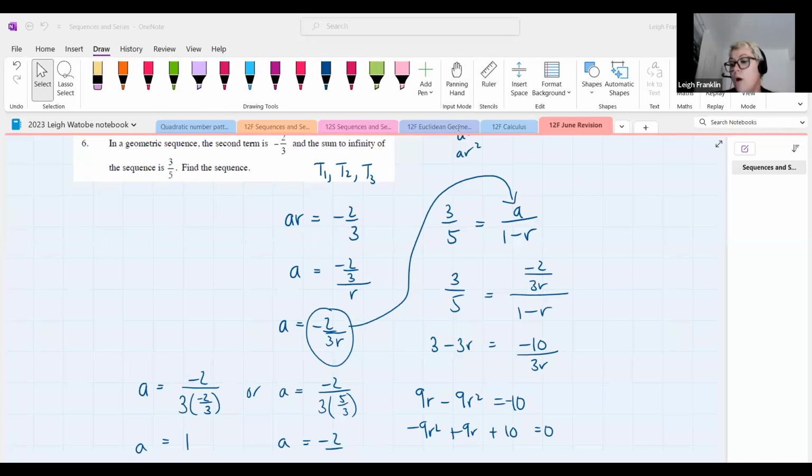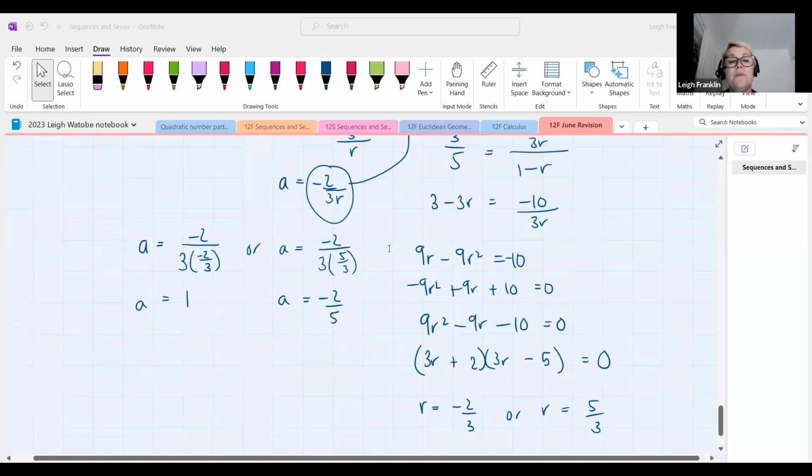So you can have a sum to infinity of 5 over 3. There's no reason for that. I think you're getting confused with what R would be. R can only be between minus 1 and 1 for sum to infinity, but there's no restriction on the value of the sum to infinity itself. So in Kaniso, I hope you got the same answers as me, but that's very quickly how you would have done that question over there.